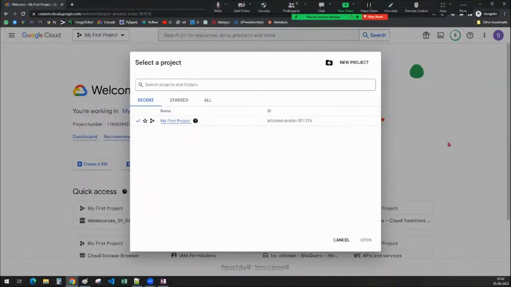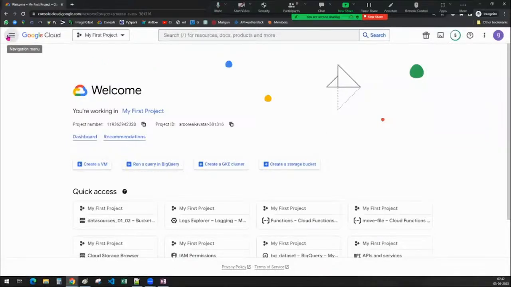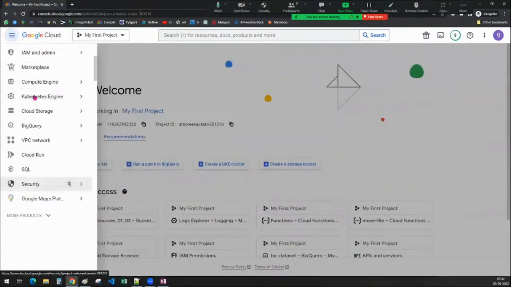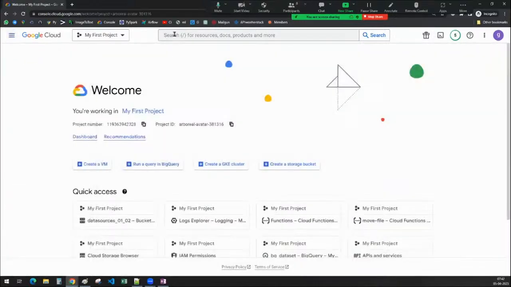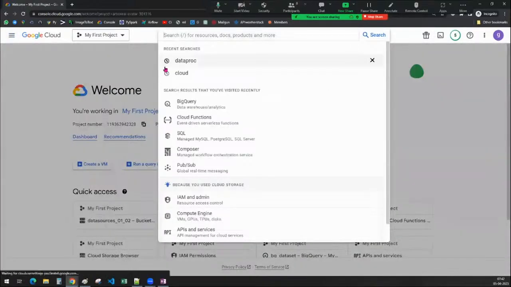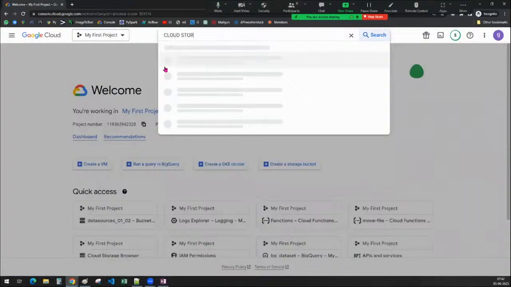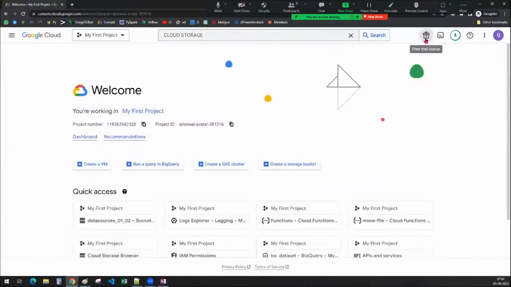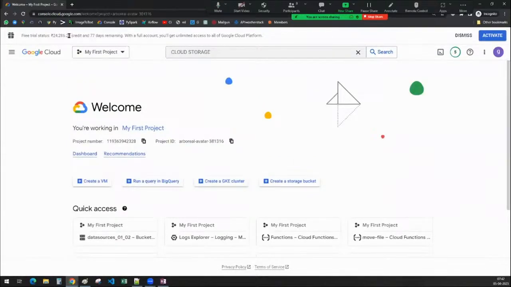Okay, now once you are here, if you want to work with any of the services in the GCP, either you can go to the left navigation menu and select that service. Like if you are working with Google Cloud Storage, you can select it here. Or if you want to directly select it, you can directly search for that particular service. You can also select from here. Okay, Google Cloud Storage. And after that, there is a free trial status, where you can see how much money is left in your free trial and how many days are left.